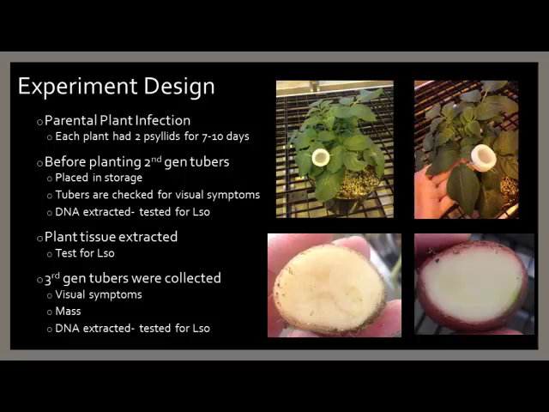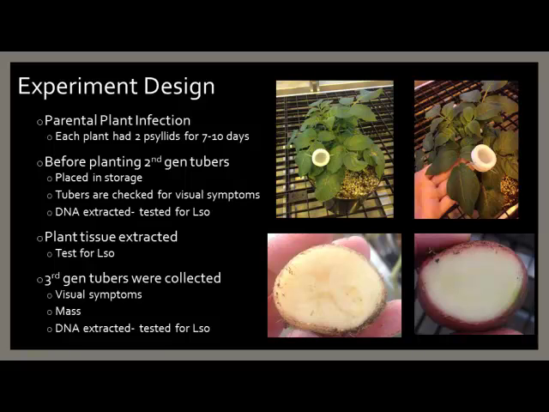So how we started this is we grew our 8 cultivars in the plants until they just started to get tubers. And then we took a clip cage, which you can see in the top picture. It's just a little foam piece that we put on an individual leaf, and we put 2 psyllids into the clip cage, and we leave it on the plant for about 7 to 10 days. Then after that, we remove it and we just let the plants progress naturally, and we harvest the tubers at the end.